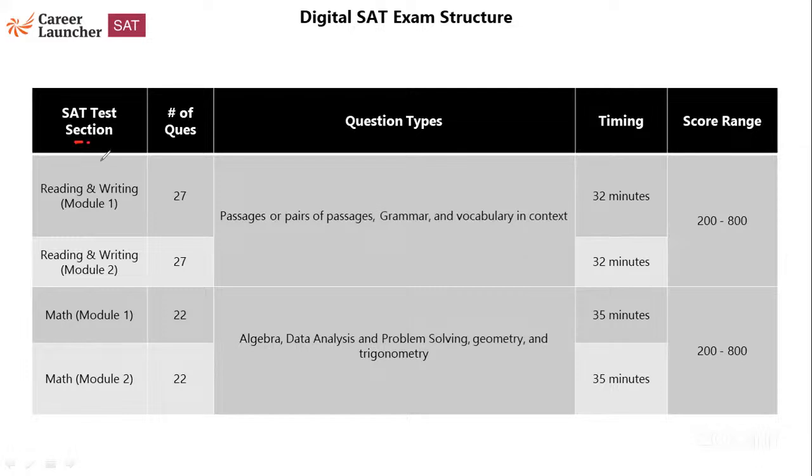Now the sections which are there. Module 1, reading, that is English. Module 1, 27 questions. You'll be getting 32 minutes. Assessed on reading skills, grammar skills, vocabulary skills. Then module 2, followed by module 2, again of English. You'll get again 27 questions, 32 minutes.